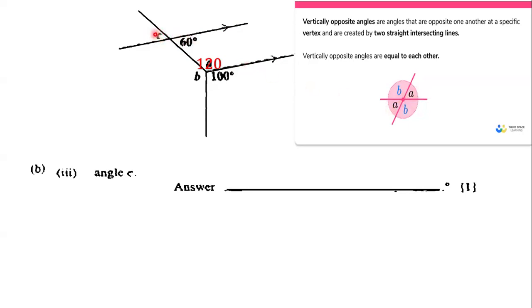Angle C is vertically opposite to this angle, which measures 60 degrees. And so that means that angle C equals 60 degrees. And so that means that the size of angle C is 60 degrees.